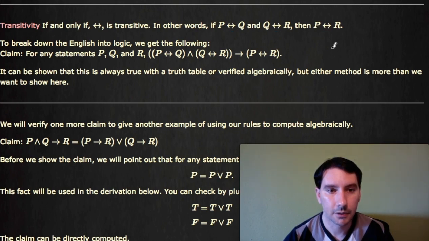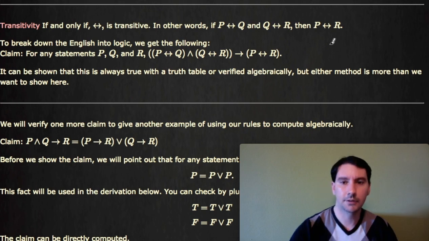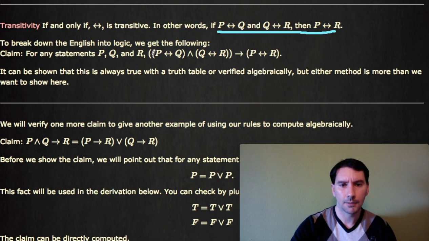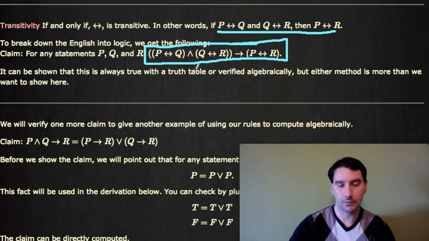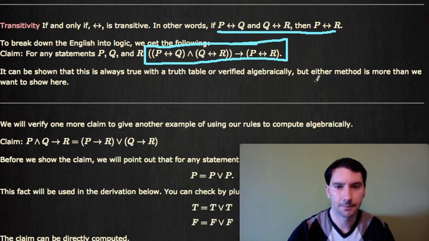So to break this down, the English into logic, we get the following claim for any P, Q, and R. Sorry, this is to put this statement into pure logic. I couldn't remember what was going on with that statement. Right, so we're saying P if and only if Q and Q if and only if R implies P if and only if R. And so removing all the English and writing this in pure logic, we have the following statement here, which just replaces the words that I said with the logic symbols. So this is the and, and this is the implies.